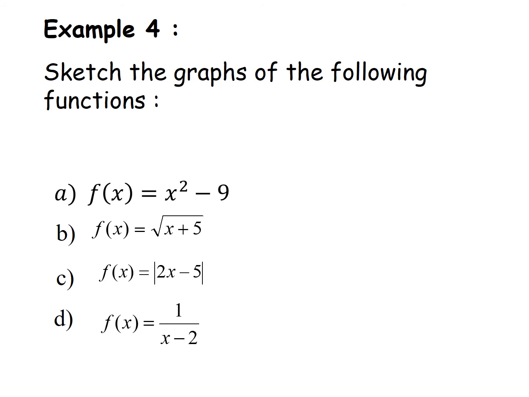Now let's look at example 4. Sketch the graph of the following functions. A, f(x) equals x squared minus 9. B, f(x) equals surd x plus 5. C, f(x) equals absolute value of 2x minus 5. And D, f(x) equals 1 over x minus 2.